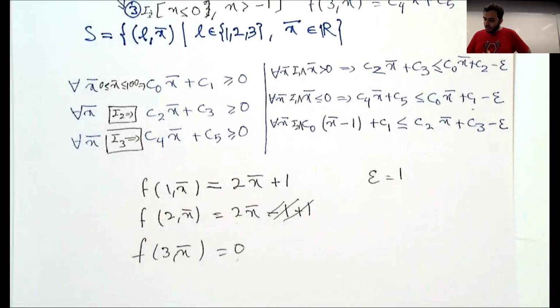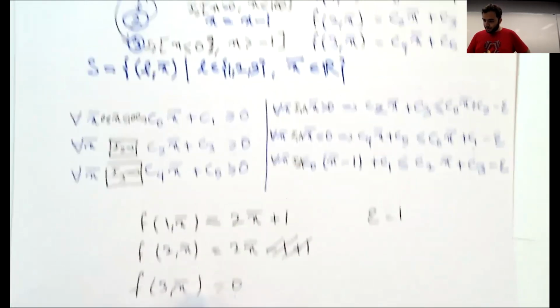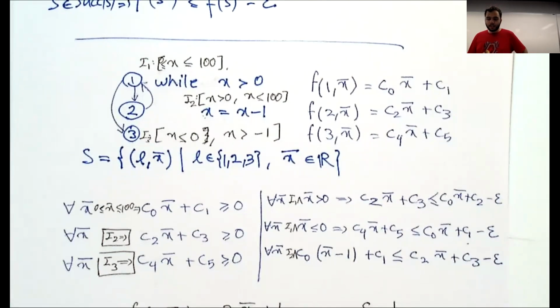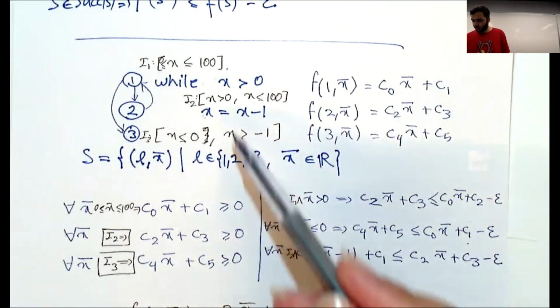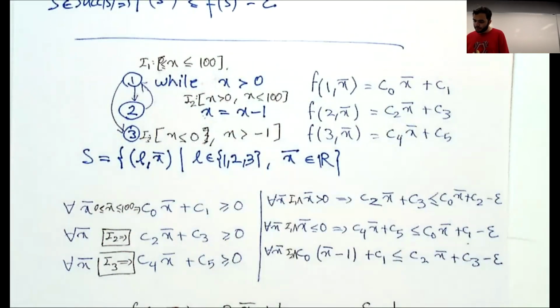So because we have this ranking function, then we know that this program terminates. We saw a bunch of ideas here. The first idea was that if you don't have invariants, you really don't have much of a chance in finding ranking functions. Because without invariants, we couldn't even find a linear ranking function for this one.